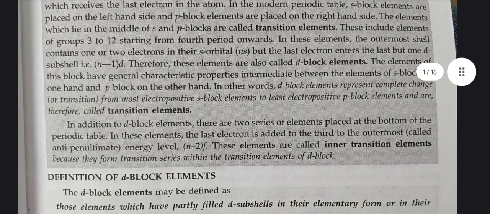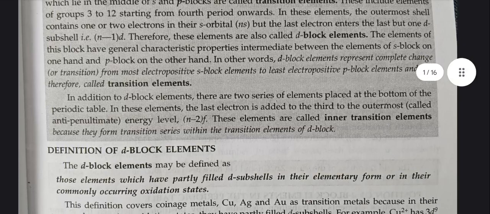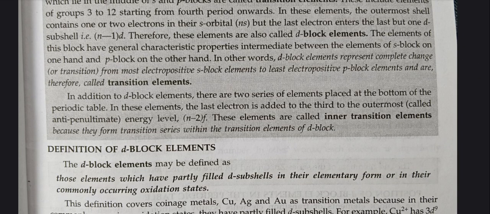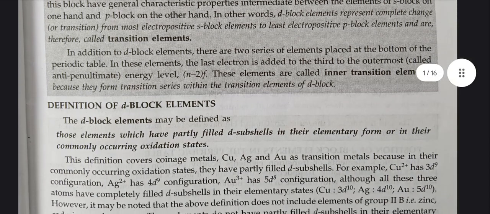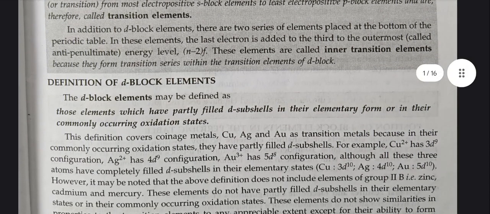In addition to d block elements, there are two series of elements placed at the bottom of the periodic table. In these elements, the last electron is added to the third to the outermost energy level. These elements are called inner transition elements because they form transition series with the transition elements of d block.